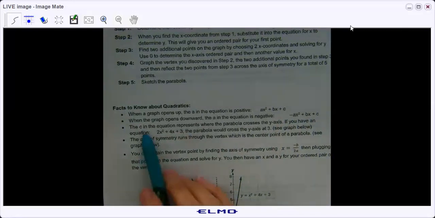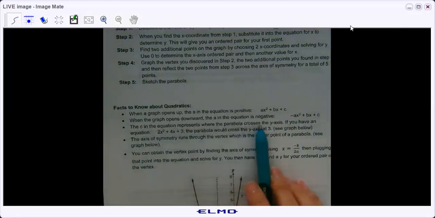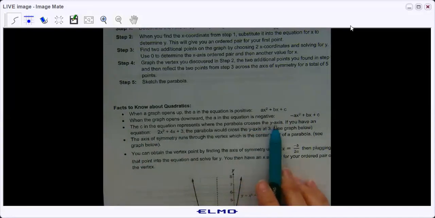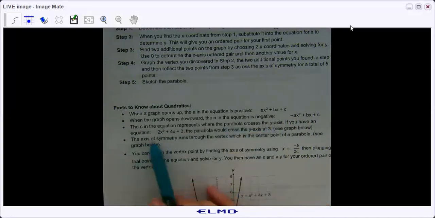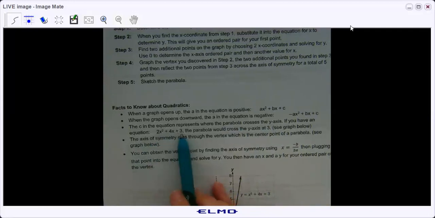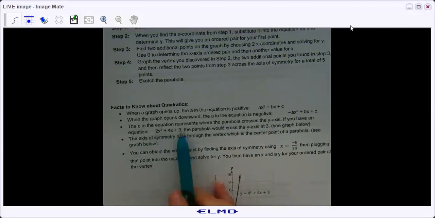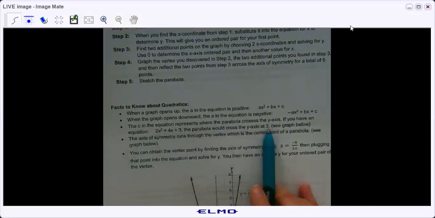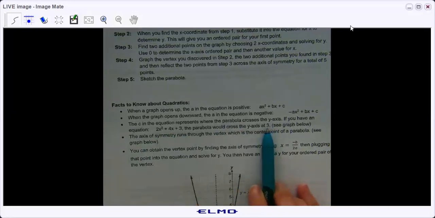And then the c in the equation represents where the parabola will cross the y-axis. So if you have this equation right here, you plug 0 into the x, you have 3. So we know that the parabola is going to cross the y-axis at 3.